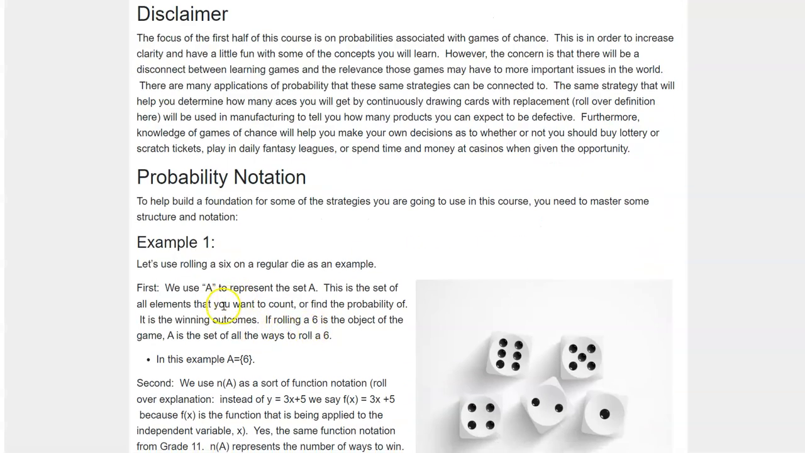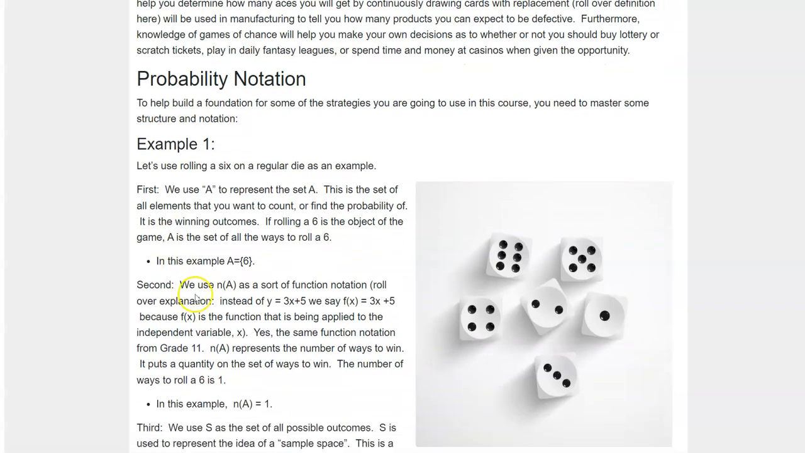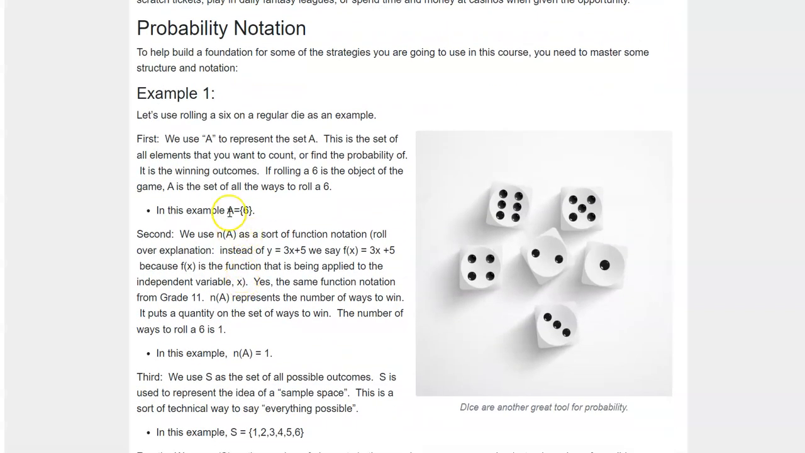We talk about probability notation, and we talk about set notation. So when you talk about set notation, if I said A is a set, so if we use A to represent the set A, this is a set of all elements that you want to count or find the probability of its winning outcomes.